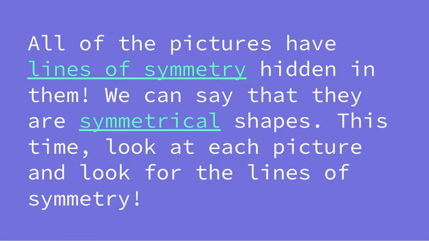All right, I know I went kind of fast, but in all of these pictures, they have lines of symmetry hidden in them. And so we could say that all of those shapes are symmetrical shapes. This time, I want you to look at each picture and look for the lines of symmetry, okay?